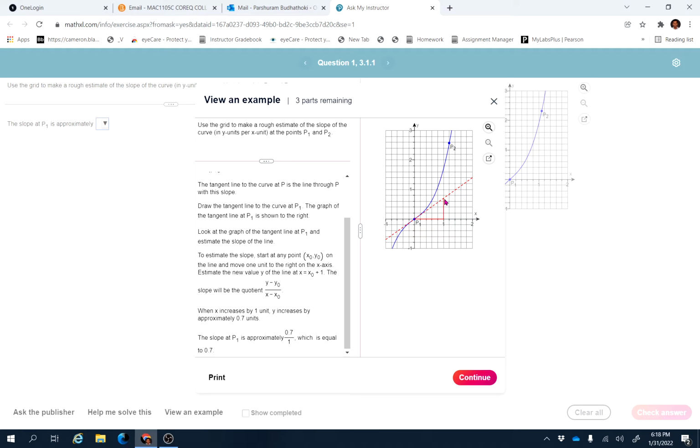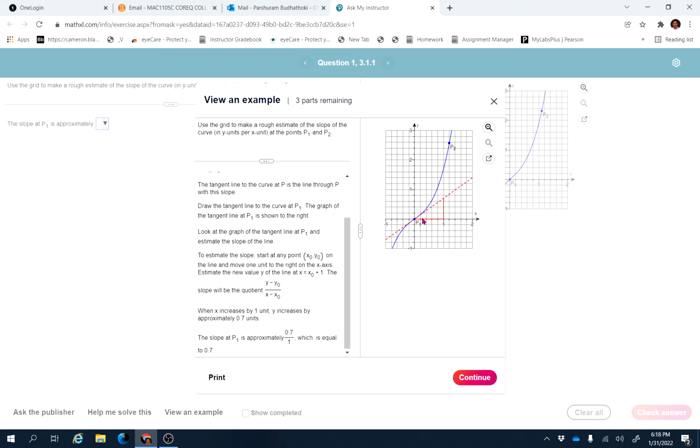So in our case, the y coordinate for the point on the top is 0.7, x coordinate is 1. So at 1 the y coordinate is 0.7. Here the x coordinate and y coordinate is 0, 0. So just use y2 minus y1, which is 0.7 minus 0, which gives you 0.7, over x2 minus x1, which is 1 minus 0, which gives you 1. So that is your slope estimation for the tangent line passing through P1.